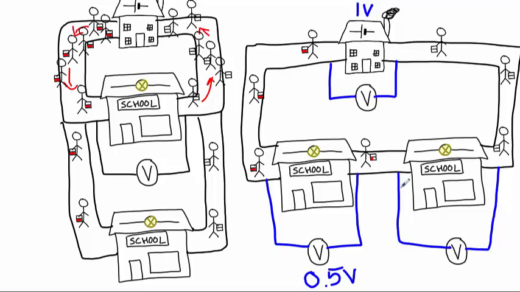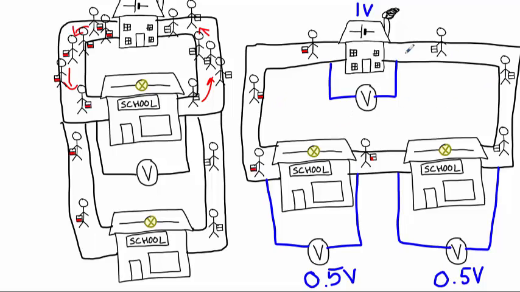She could then stand next to the after school club and do a similar assessment. She'll check the lunches of the students going in and she'll see that they have half a lunch each, and then she'll see that they have no lunches by the time they leave. So again, the voltage here is 0.5 volts.